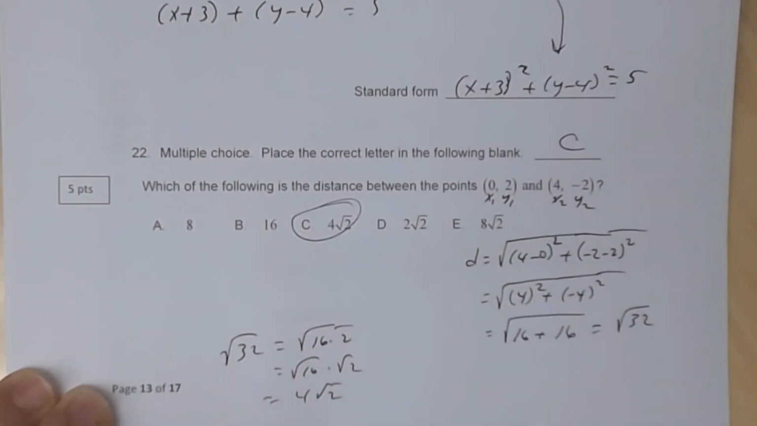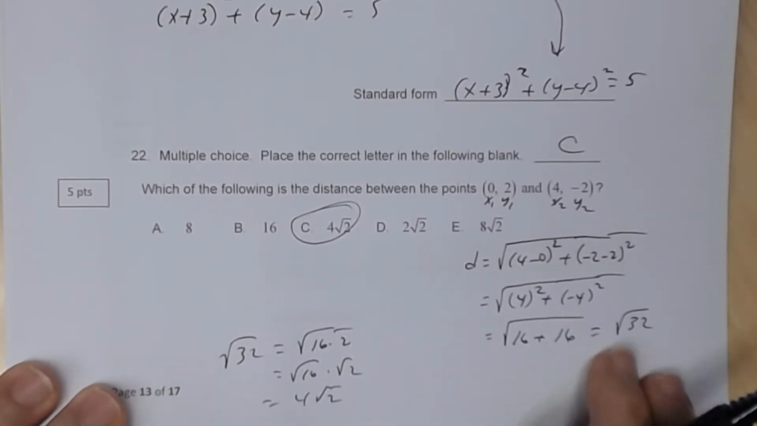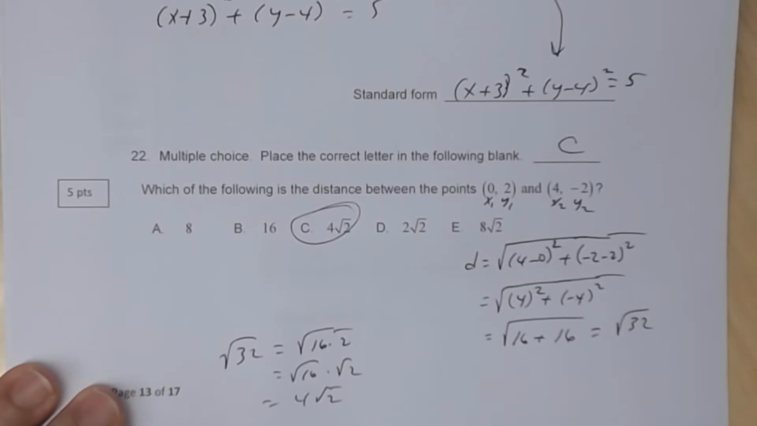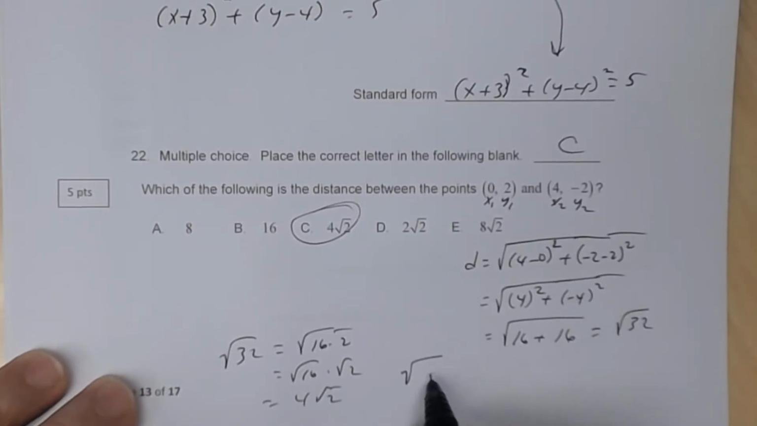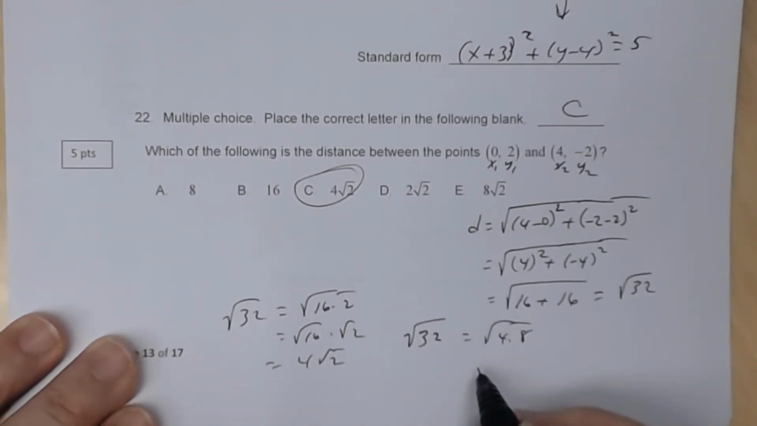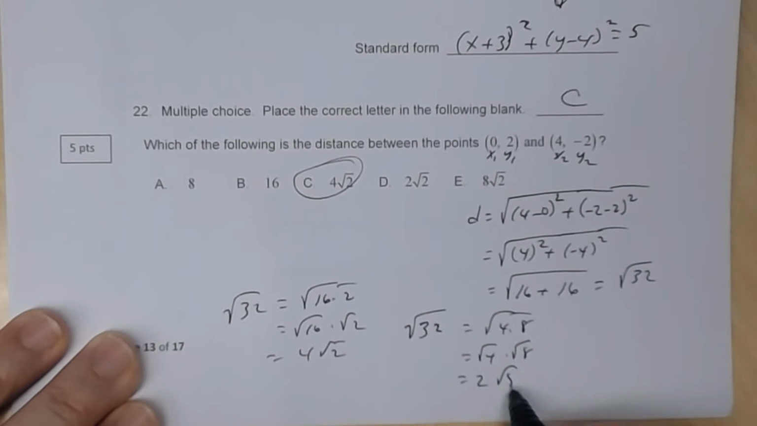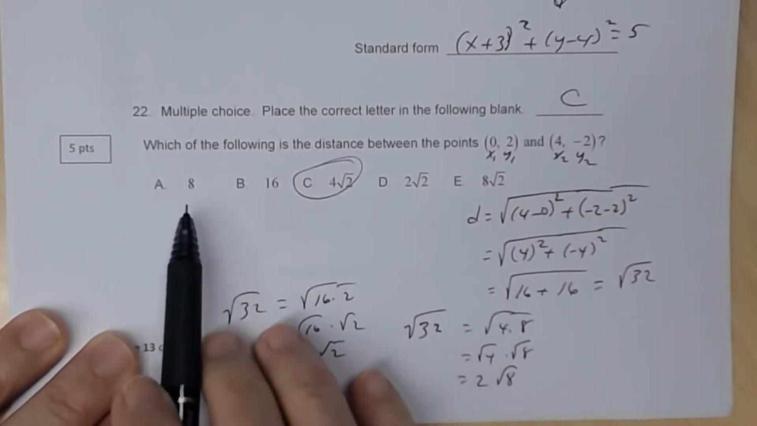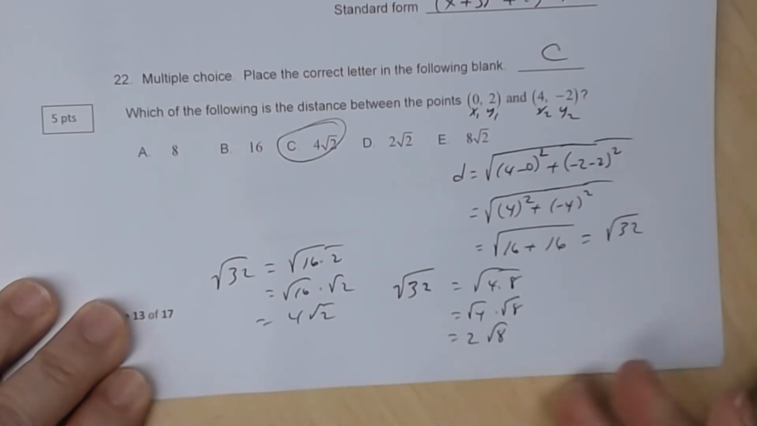So c goes there. Now, you didn't have to use the largest perfect square. You could use another perfect square that goes into 32, like, for example, 4. So you'd have a little bit more steps to do, though. So you would have the square root of 32 is the square root of 4 times 8. So the square root of 4 times the square root of 8, so that's 2 square root of 8. But notice 2 square root of 8 isn't listed anywhere here. So that means you have to simplify the square root of 8 further.